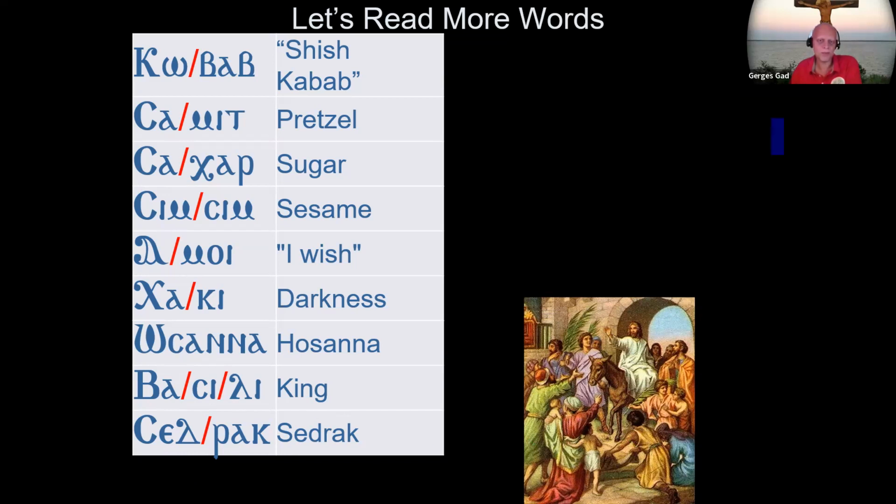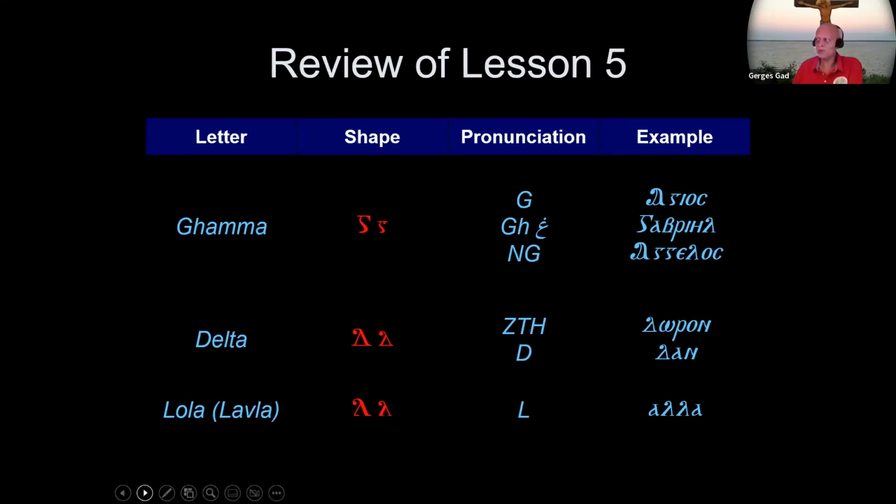Excellent. Good job, everybody. So just to review, Ghamma, which looks like an S with a bar on top of it. Most of the time, it's a GH. The GH should be on top. It's a G if it's followed by a vowel, by an E vowel, like agios. And then it's NG if there are two of them. So one is N, one is G.